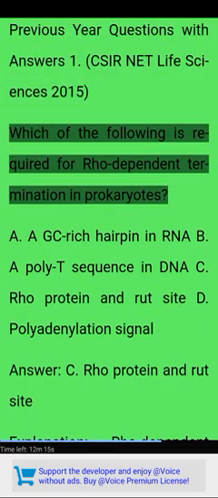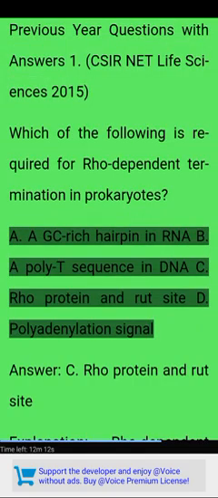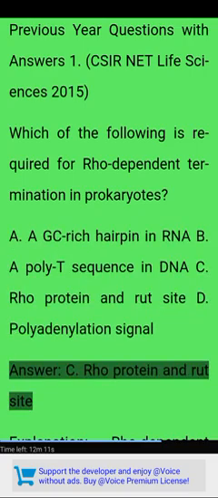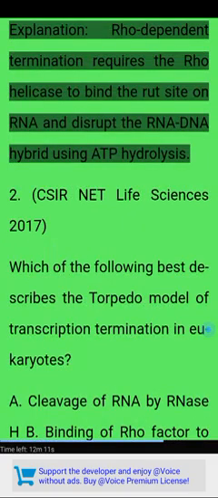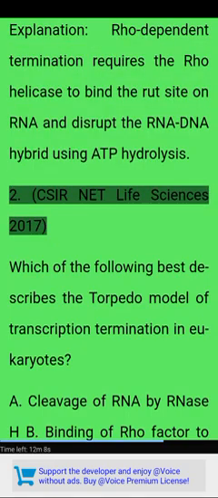Previous year questions with answers. 1. CSIR NET Life Sciences 2015. Which of the following is required for rho-dependent termination in prokaryotes? A, GC-rich hairpin in RNA; B, poly T sequence in DNA; C, rho protein and rut site; D, polyadenylation signal. Answer: rho protein and rut site. Explanation: rho-dependent termination requires the rho helicase to bind the rut site on RNA and disrupt the RNA-DNA hybrid using ATP hydrolysis.